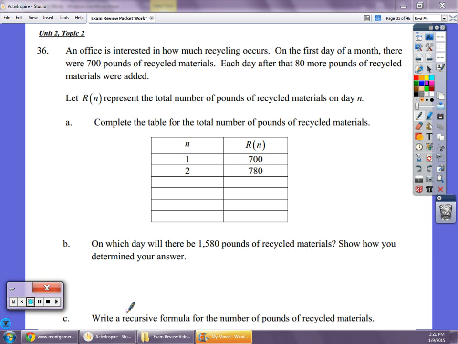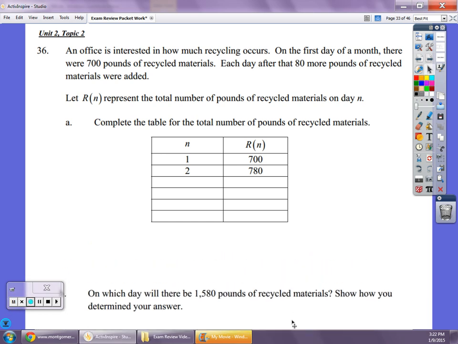An office is interested in how much recycling occurs. On the first day of a month, there were 700 pounds of recycled materials. Each day after that, 80 more pounds of recycled materials were added. Let R of n represent the total number of recycled material on day n. A. Complete the table for the number of pounds of recycled materials.